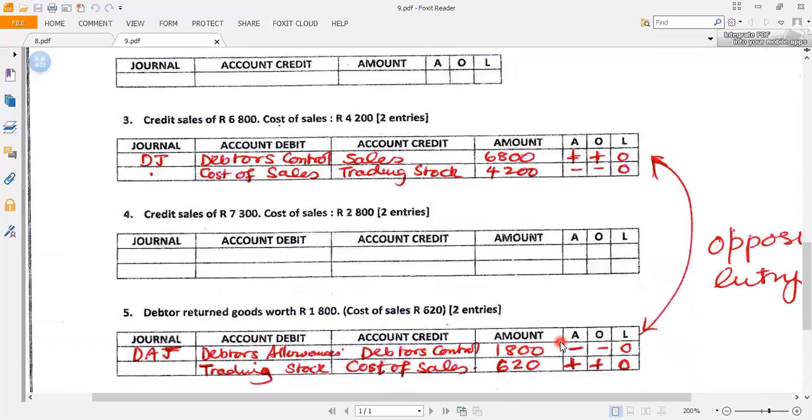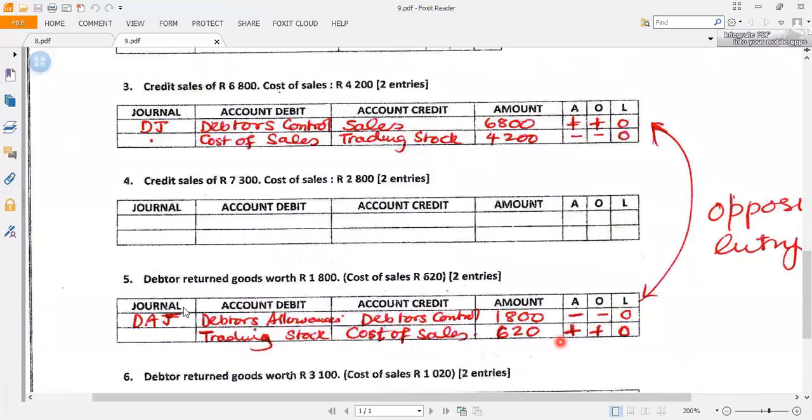Number 3. Credit sales of 6,800 and cost of sales 4,200. Remember, 2 amounts, 2 entries. In your debtors journal, you debit debtors control, you credit sales for 6,800. Right? It's plus 0. And for the amount of 4,200, you debit cost of sales, credit trading stock. Can you see there? Minus, minus 0. Okay, learners? Then the following one, you're going to complete on your own.